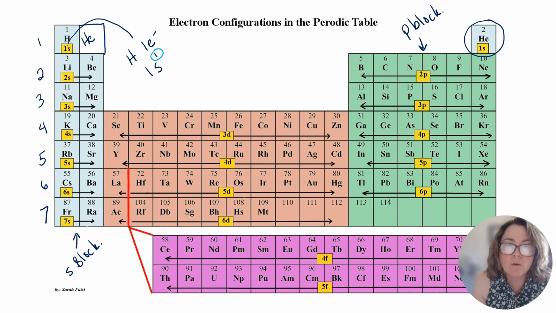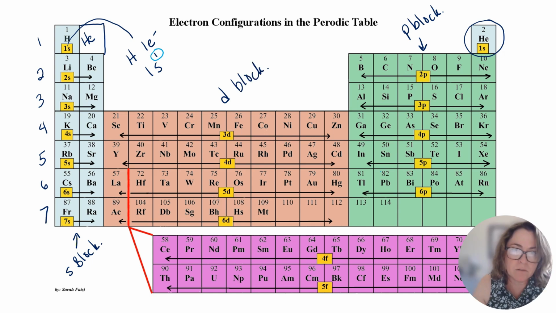Again, letting everyone know those electrons are in the second energy level. 3 looks pretty normal, 3s, 3p. Things start to get a little bit weird when we start to talk about the D block. So our D block are these guys right here, our transition metals.